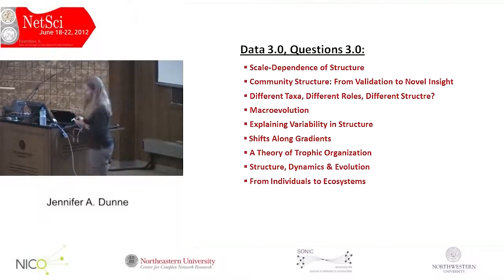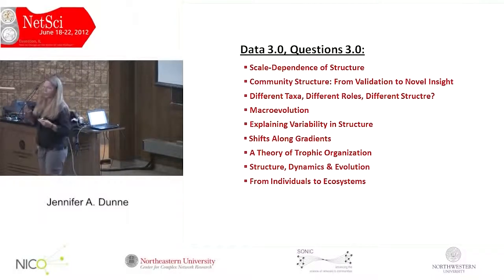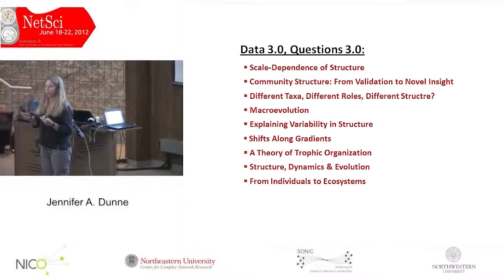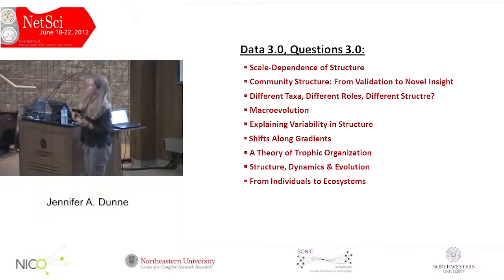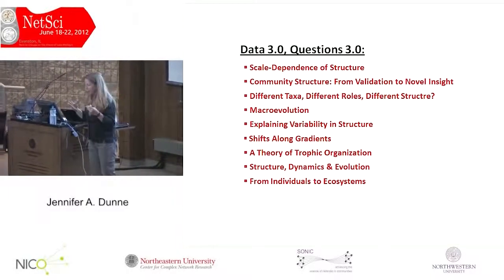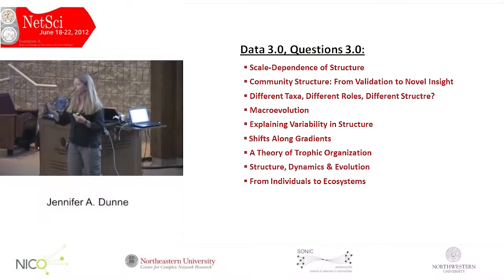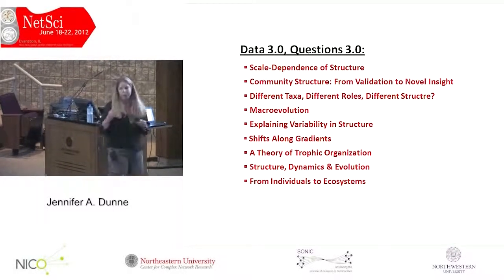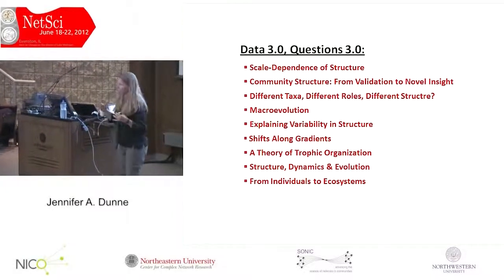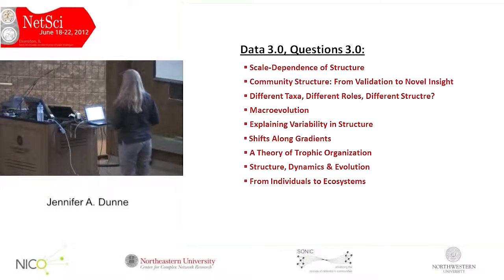I also think another thing is we really need to develop a theory of trophic organization. We aren't really there yet. We're still kind of phenomenological. And so, are the kinds of patterns we're seeing different from a neutral or a null model? Do they maybe have something to do with thermodynamics? Basically, there's just a lot of theory development that can go on.